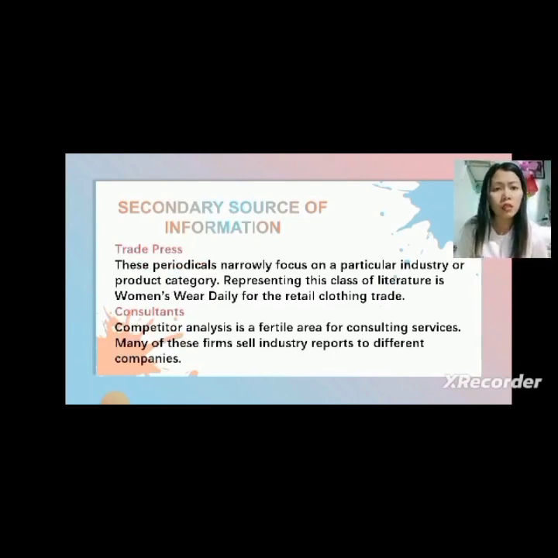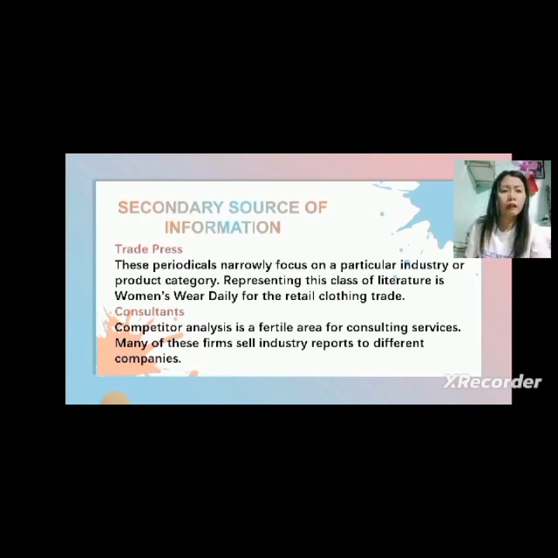Trade press. These periodicals narrowly focus on a particular industry or product category. Representing this class of literature is Women's Wear Daily for the retail clothing trade. Trade press ay isang association na kalakalan ng isang not-for-profit na organization na binubuo ng isang koleksyon ng mga kumpanya at o individual na may karaniwang interest o nagtatrabaho sa parehong industriya.